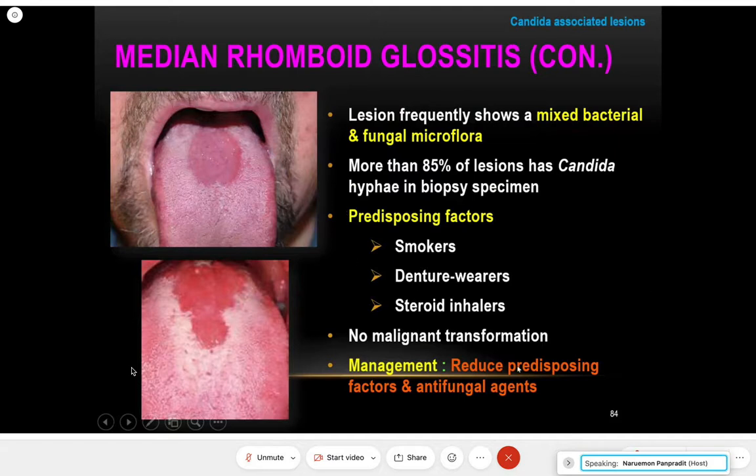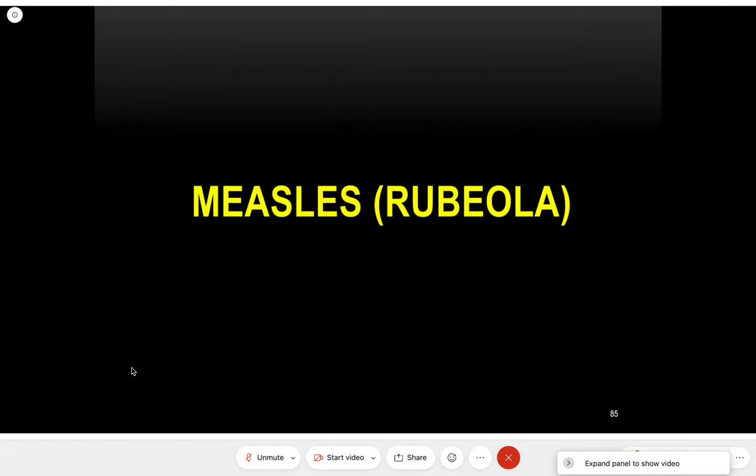I think the risk factors are also similar to the other types of fungal infection, like smoking, dentures, or a steroid inhaler. And there is no malignant transformation for sure, because it's just a Candida infection. You need to think about the reinforcing factors and antifungal agents. And the best antifungal, like I told you again, is miconazole oral gel 2%, because it's good for both antifungal and antibacterial.